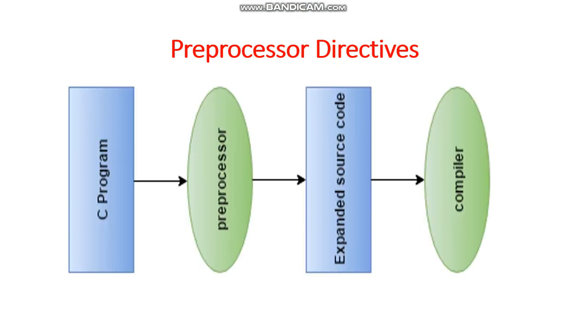In this diagram you can see that the compiler has no role in translating preprocessor directives. A preprocessor directive, which always begins with a hash symbol, is processed or translated by a preprocessor, and then the expanded source code is sent to the compiler for translation.